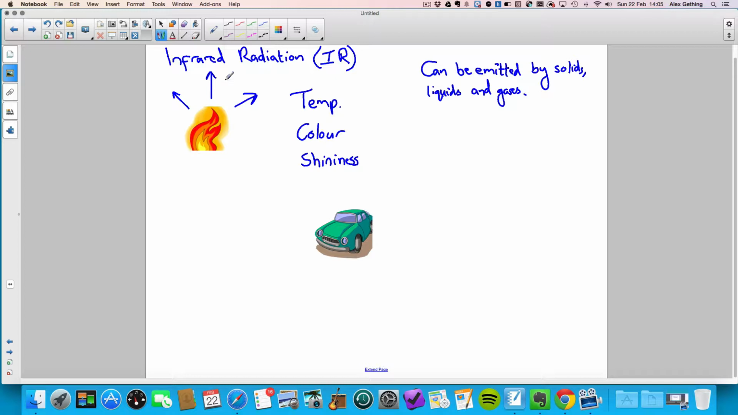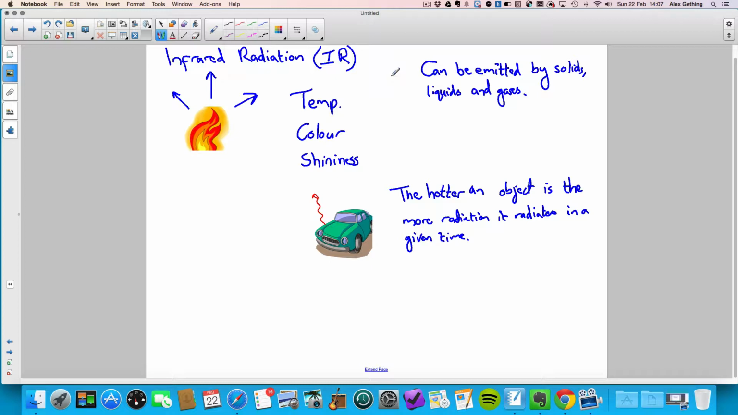So using an example here of a recently parked car that's been driven around for a while, when it's immediately parked, it's going to be hotter, and we're going to get more of an emission of infrared radiation from the bonnet of this car. If you were to consider this car an hour or two later when it's cooled down, then the amount of infrared radiation given off is going to be far less. What I'm trying to make is that the hotter an object is, the more radiation that it actually gives off or radiates in a given amount of time.